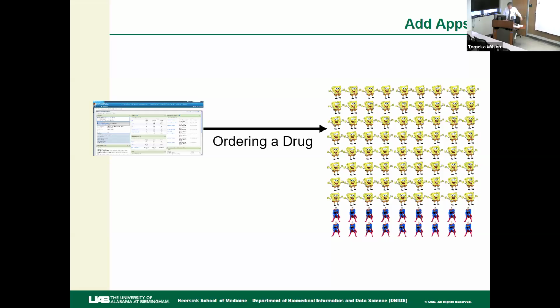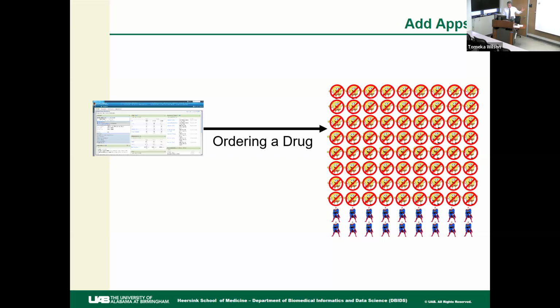That's supposed to be Superman down there. Twenty of them were life-saving. So we had to ignore all those false positives, and in the process got overwhelmed by alerts and started ignoring the important, life-saving ones too. So that was a problem.